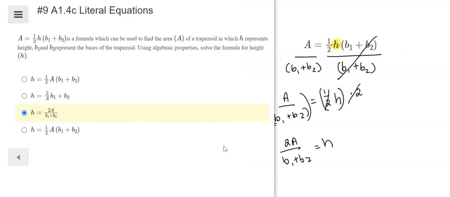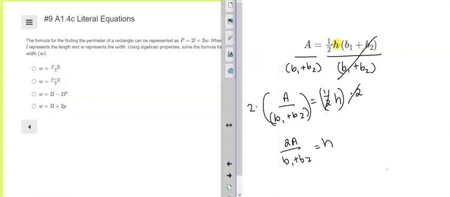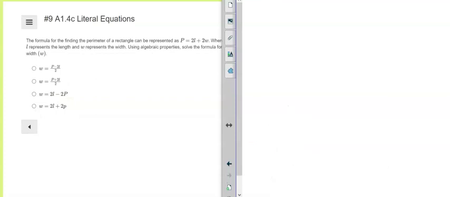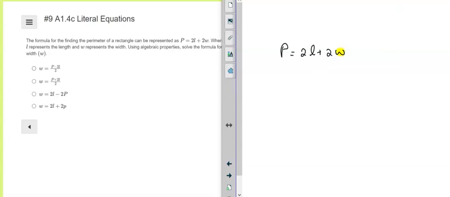Okay? All right, I'm just going to go through a few more here, and hopefully cover all of the literal equation types that you might see. This formula is P equals 2L plus 2W. That's the perimeter formula, and they're asking me to solve for W.